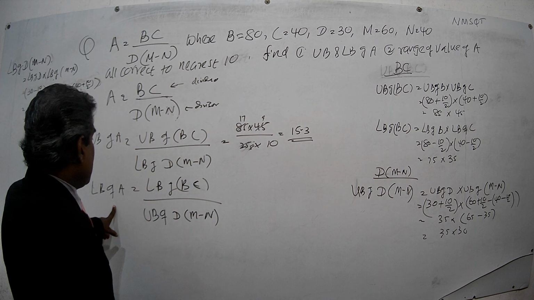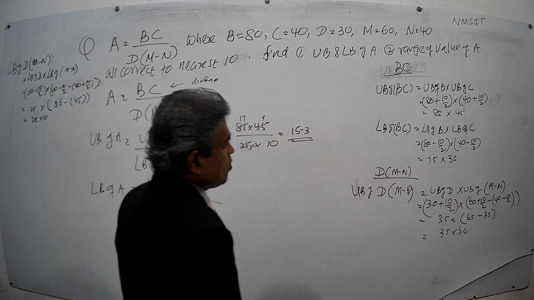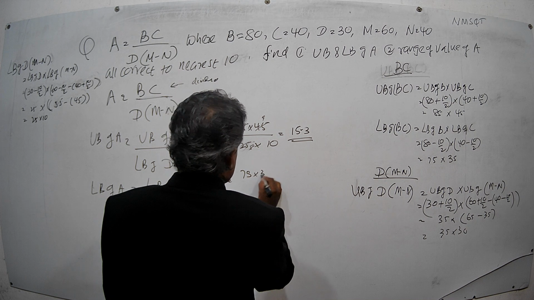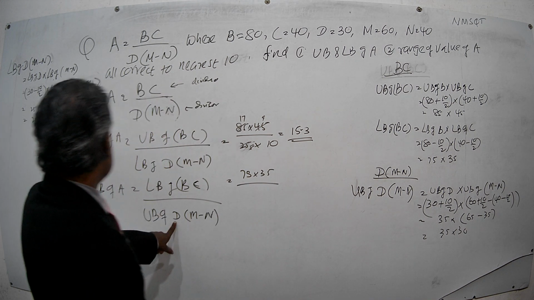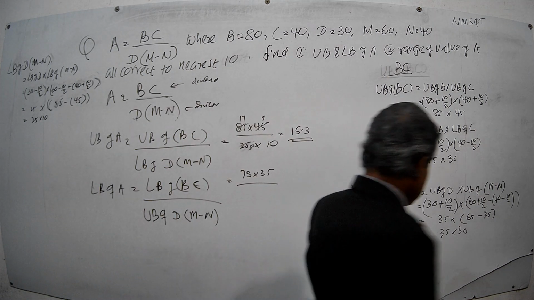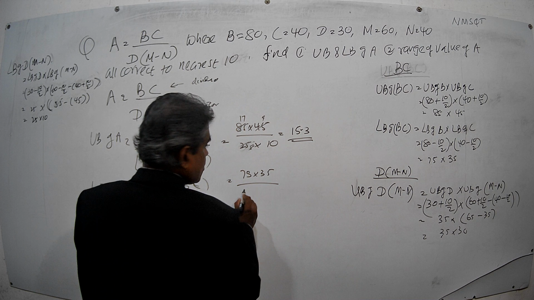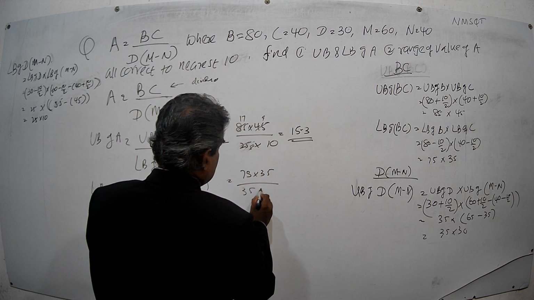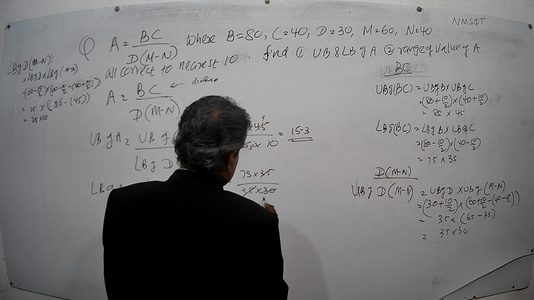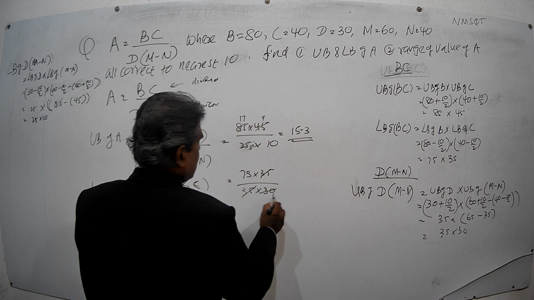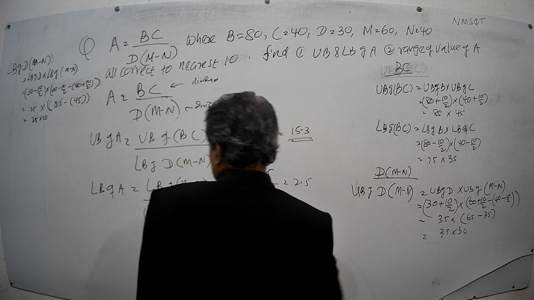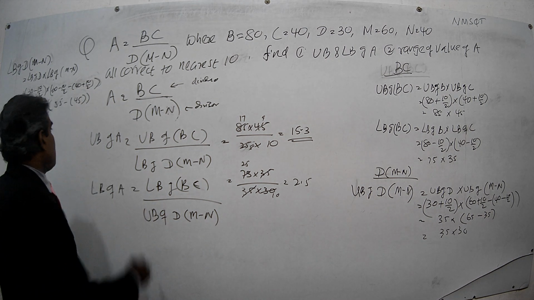Then go to the lower bound of A. We need the lower bound of BC. What is the lower bound of BC here? 75 into 35. What is the upper bound of d? We need the upper bound of d into m minus n, which is 35 into 30, right? Then 35 goes 10 times, then 3 times 10, 3 times 25, then 25 divided by 10 is 2.5. Okay, then that is the answer for the first part.